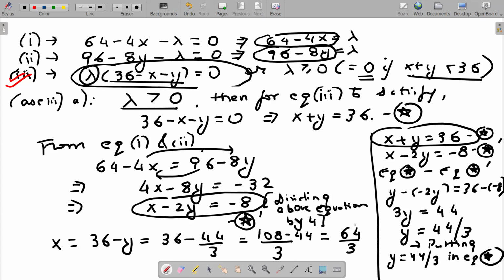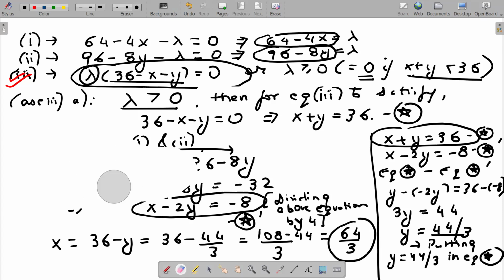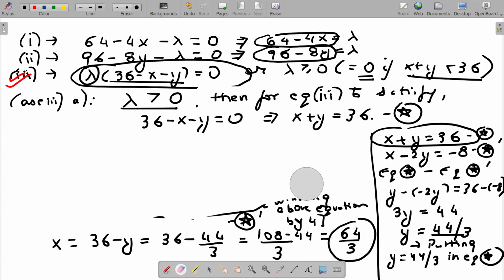Now when x is 64 by 3 and y is 44 by 3, can we find lambda? So from equation 1, what will lambda be? I'm erasing this particular portion off now.